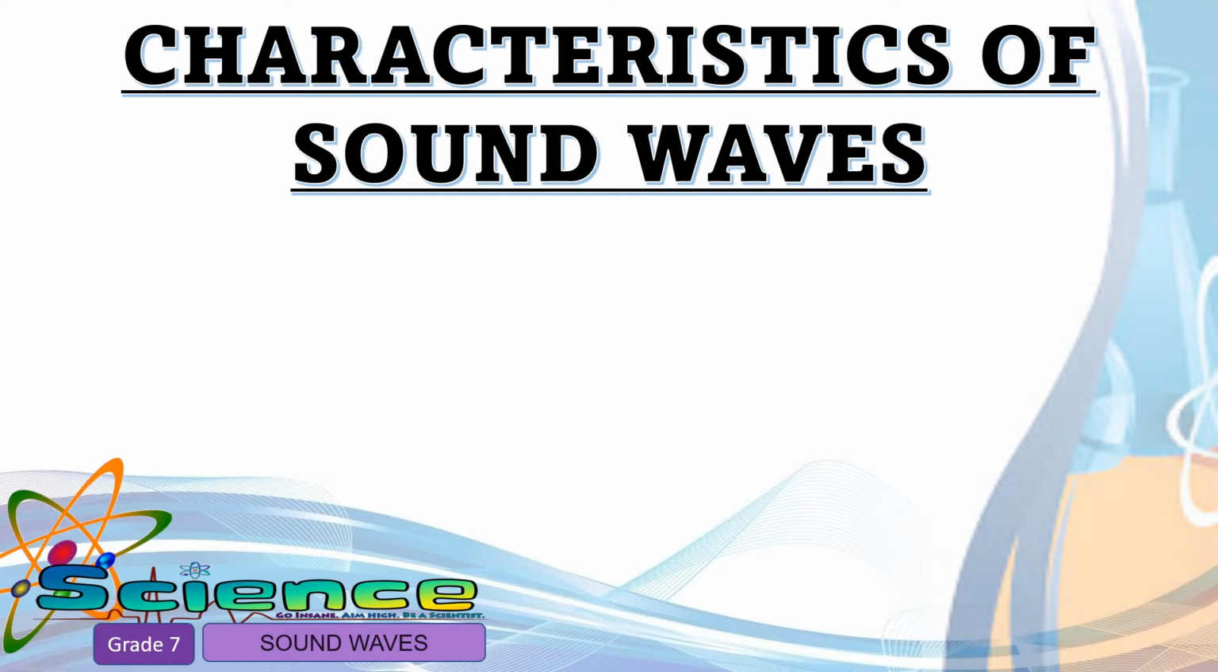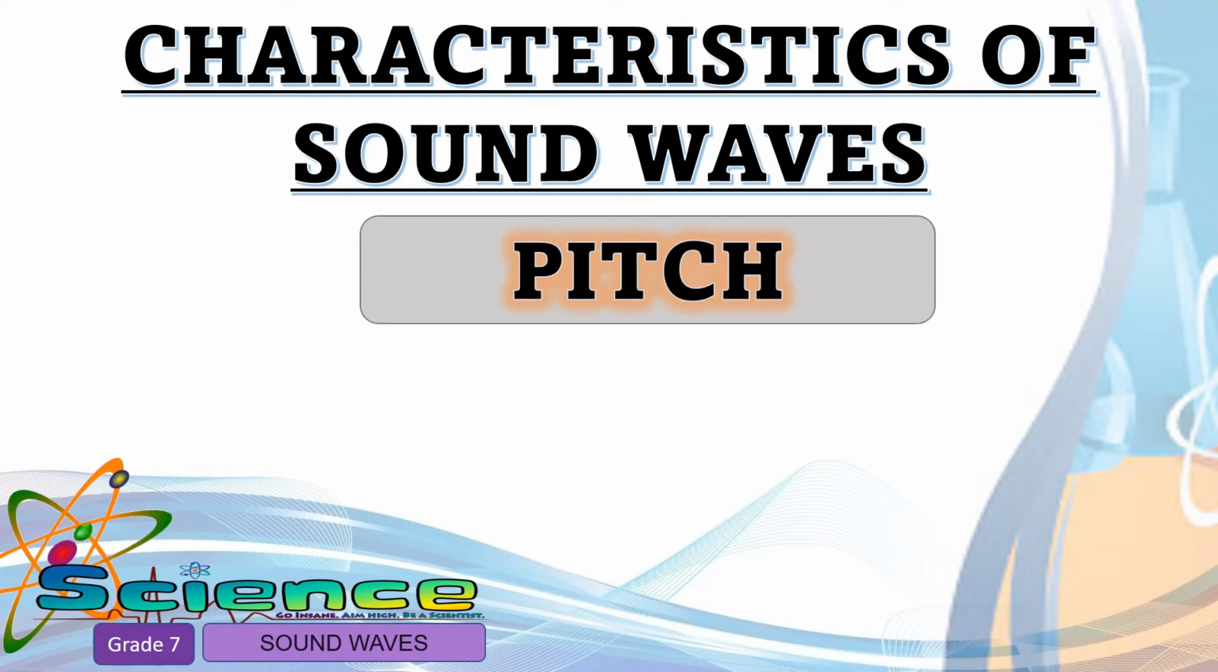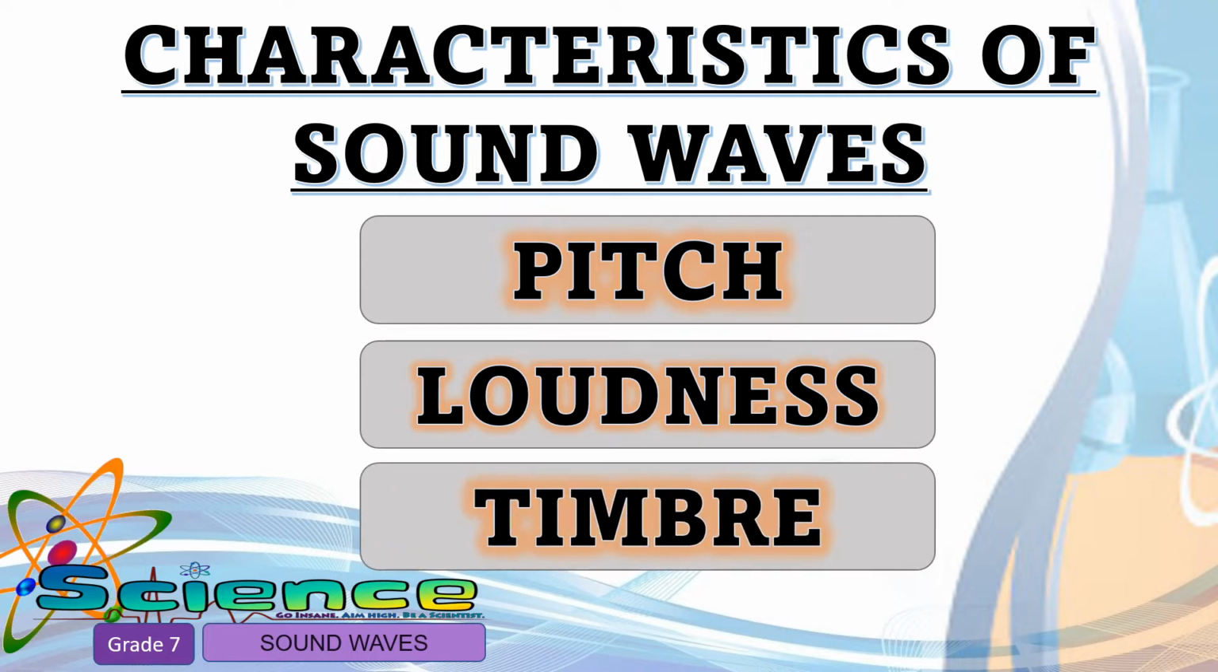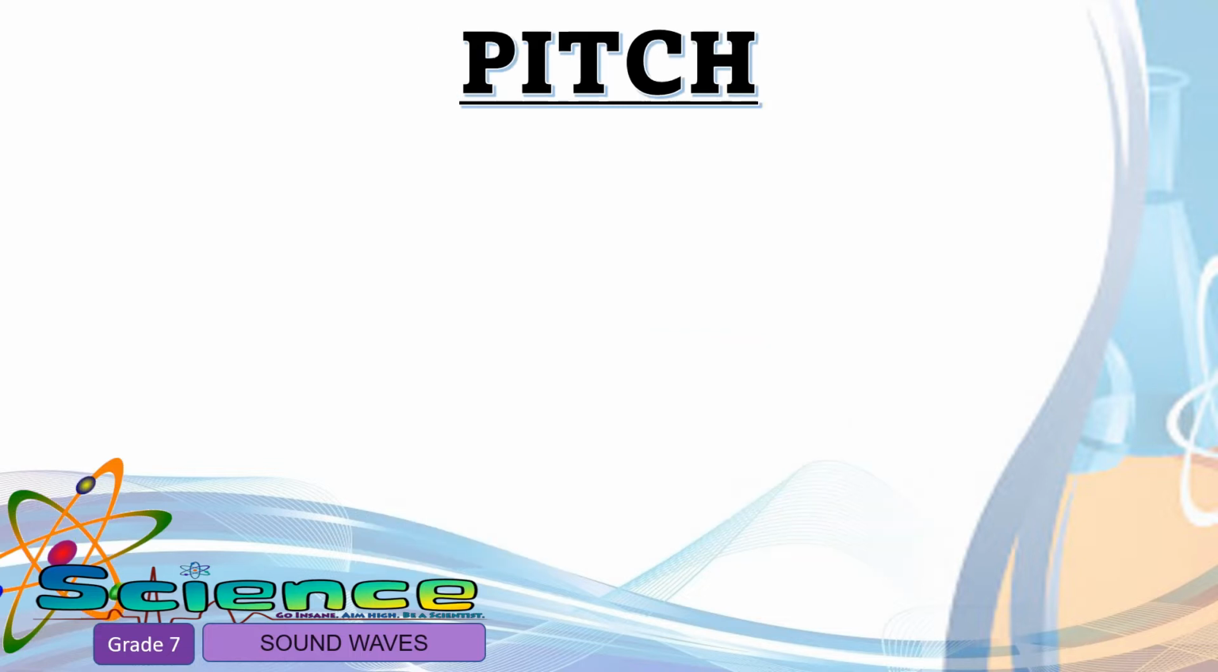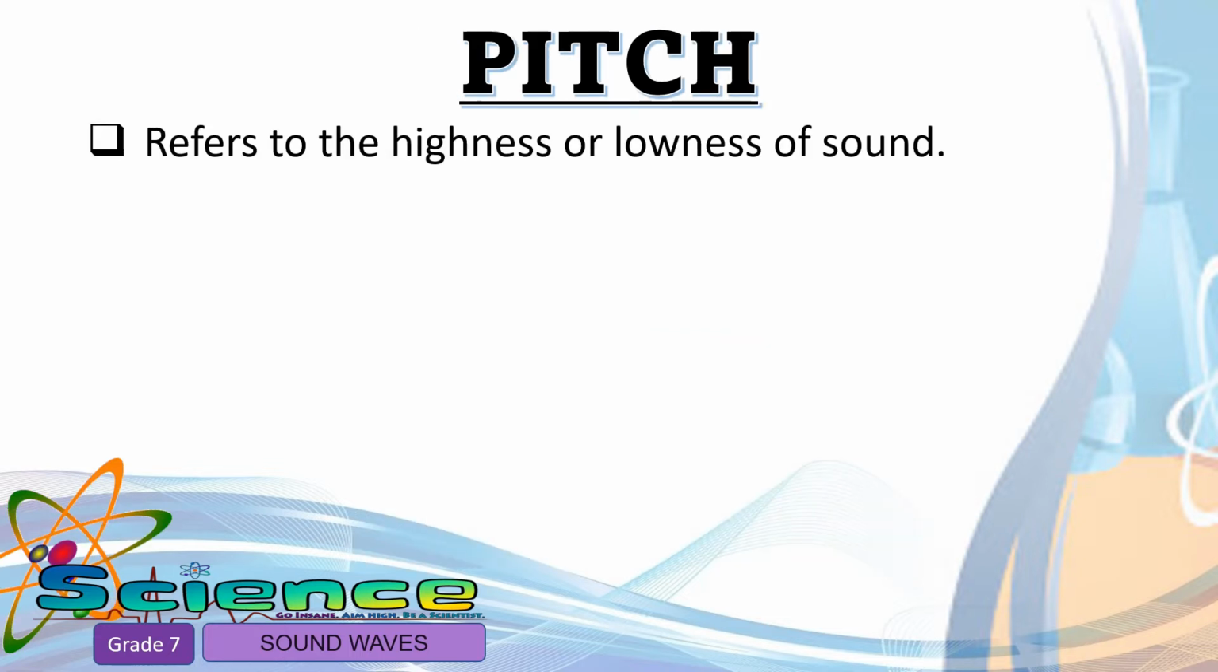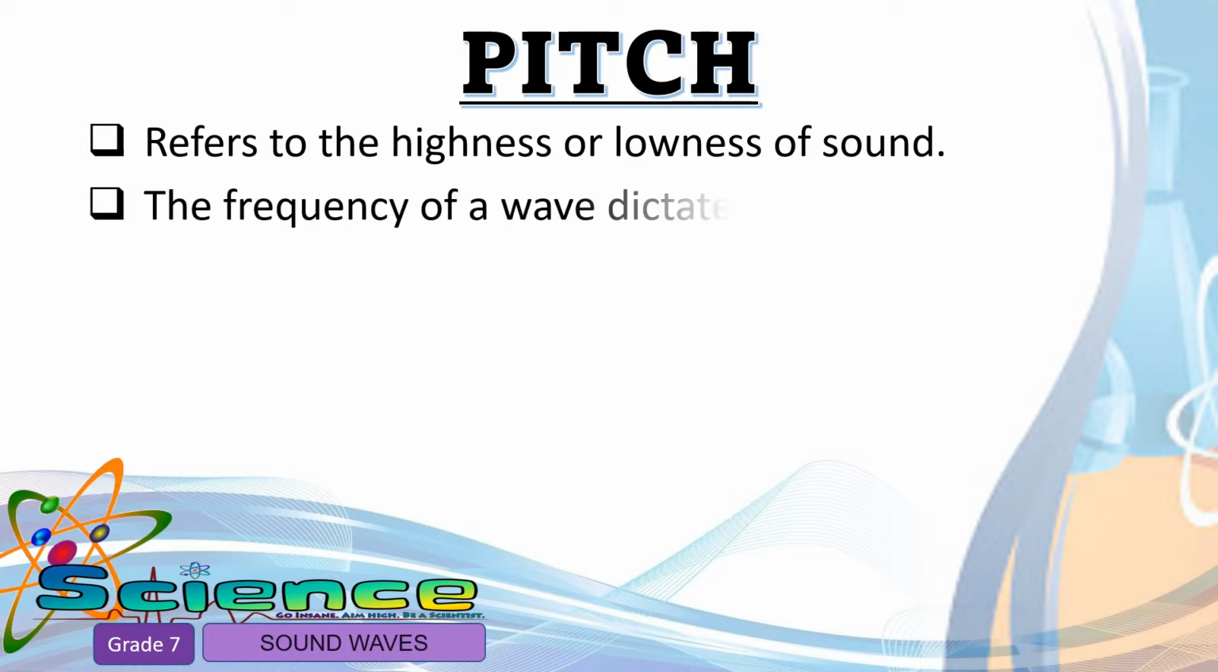Now, let us discuss the characteristics of sounds, which include pitch, loudness, and timbre. We are going to use these terms that we discussed in our video 1 about waves in discussing the properties of a sound. Pitch refers to the highness or lowness of sound. The frequency of a wave dictates the pitch of a sound. The higher the frequency, the higher the pitch of the sound.